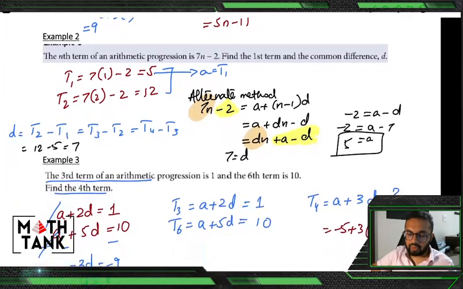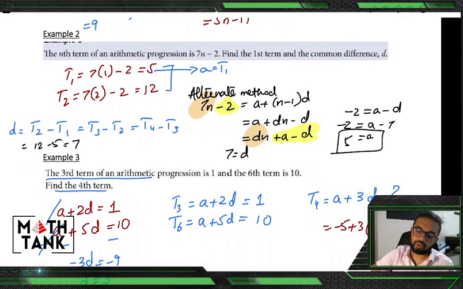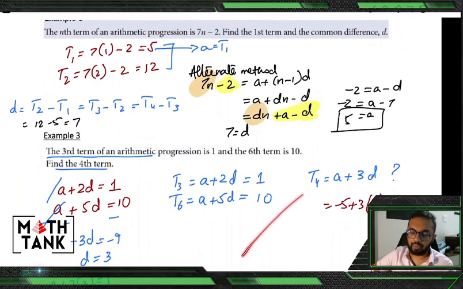Then a range of questions. If I give you the nth term, you can just plug in values of n and you can find the first term, second term, third term, whatever you want. You will often end up with simultaneous equations.